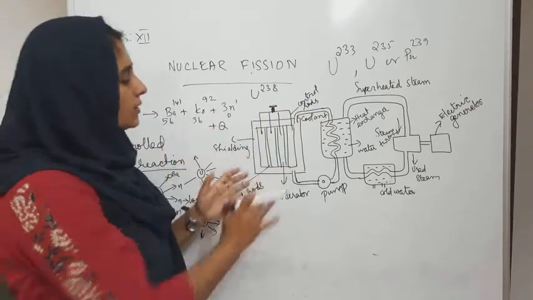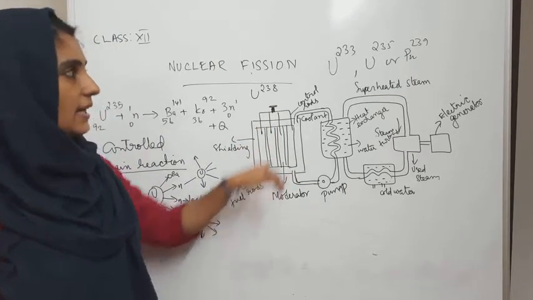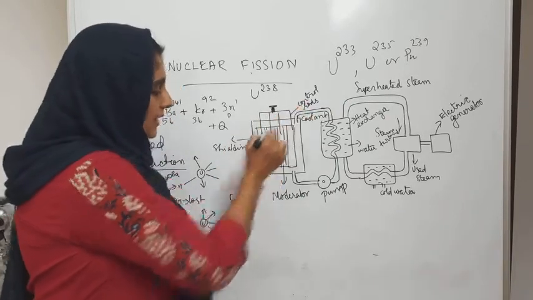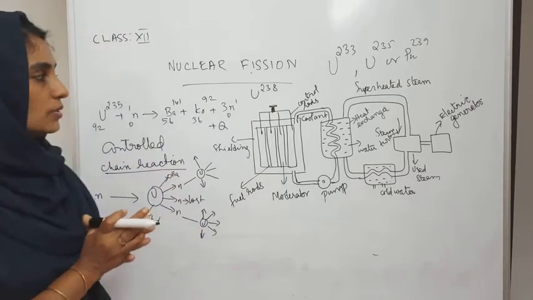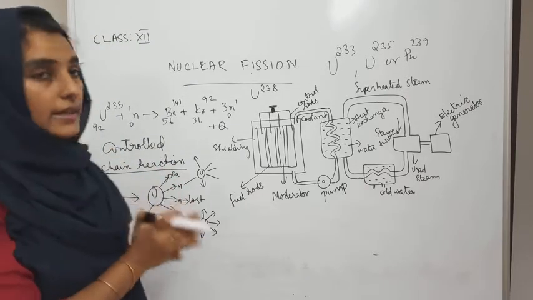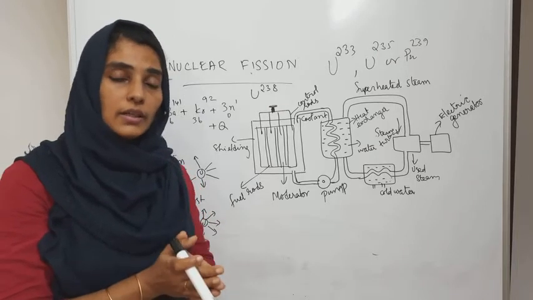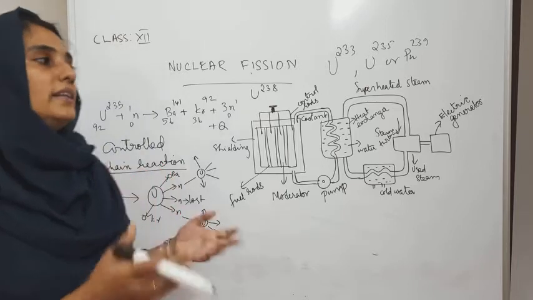Now this reactor core has fuel rods. These are the fuel rods which contain the uranium-235, and you can see control rods here. The basic function of control rods is to control the chain reaction happening inside the core, because if you don't control the chain reaction, which can multiply very fast, it can lead to an explosion.